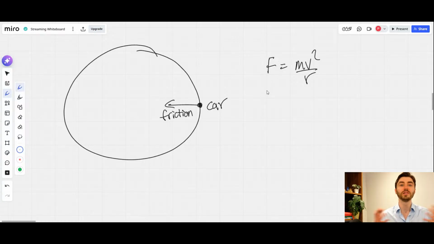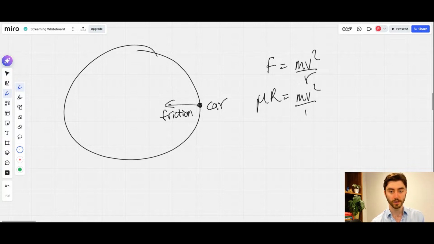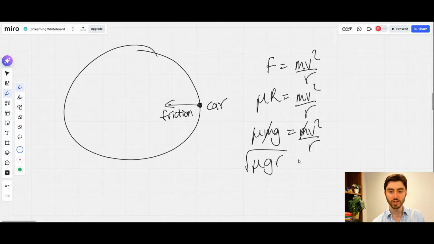And in the case of limiting friction before it starts to slip or flip or do some other nonsense, that would be equal to mu times the reaction force. Mu R would equal mv squared over r. And the reaction force would be equal to the weight on a road. So that would be mu mg equals mv squared over r, where you can cancel the m's and again get that v max, which would be the square root of mu gr.